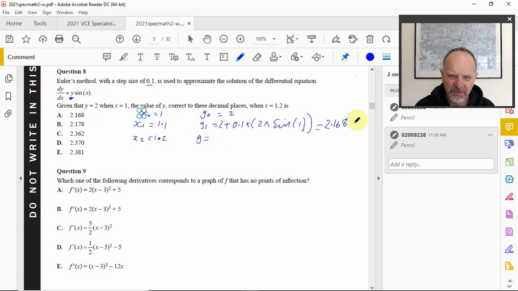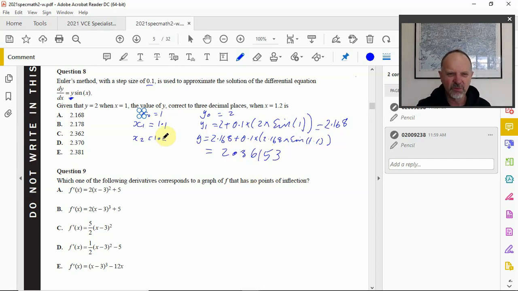Then y2 would be our 2.168 plus our step size times 2.168 times sine 1.1. And then we get our calculator out and do that, and in your calculator you get 2.36153. All right, so we're looking at which one is closest to that, to 3 decimal places. So that's 2.362 to 3 decimal places. Alternative C. All right. So Euler's method, as I said, is on the formula sheet.